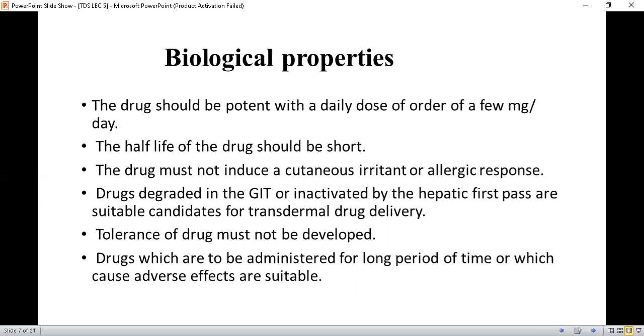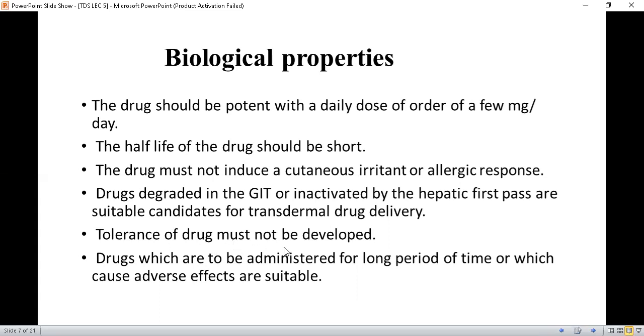Drugs degraded in the GIT or inactivated by the hepatic first pass are suitable candidates for a transdermal drug delivery system. This is an important point, students. Those drugs which have a tendency toward inactivation in hepatic metabolism are suitable candidates. You can apply these drugs in a transdermal system so that the first pass effect is avoided, and that will facilitate the absorption and the bioavailability of the drug.